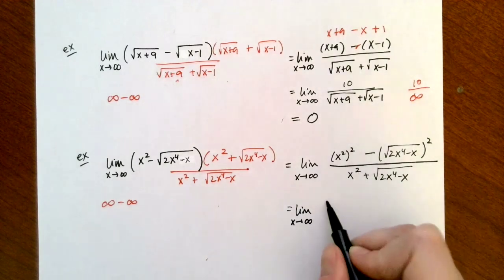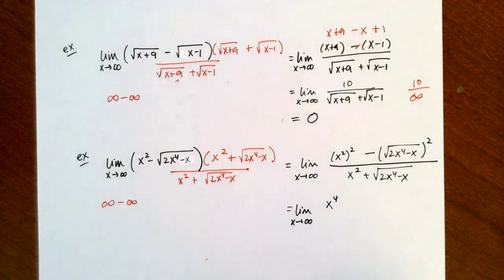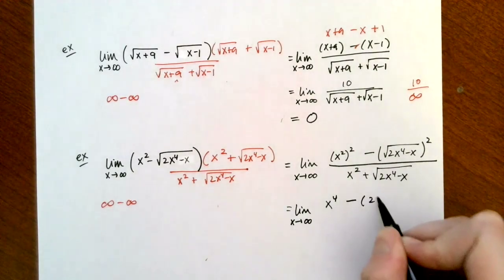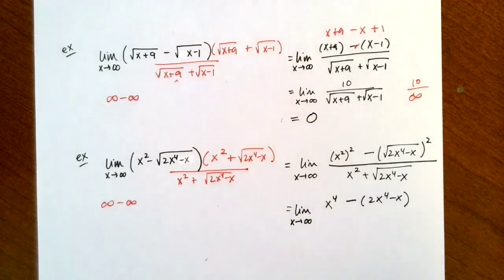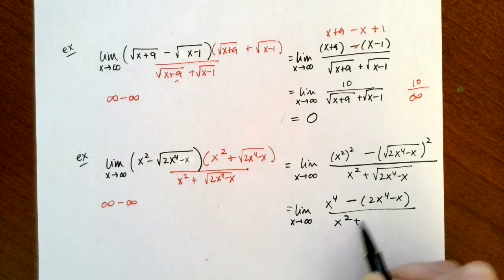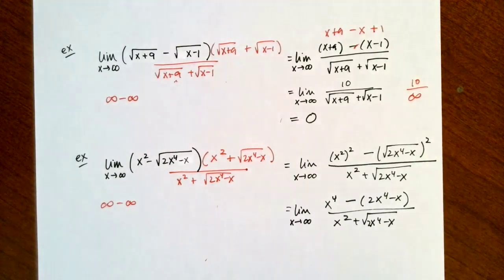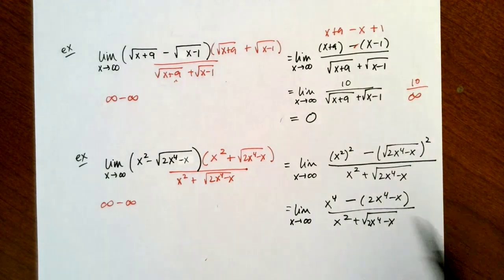All right, so x squared squared is x to the 4th. We're multiplying the 2 times 2 to get the 4. And then we have minus 2x to the 4th minus x, still in the parentheses, like we said. And then the denominator just kind of is along for the ride here. I'll take a step and distribute this minus sign into the parentheses.